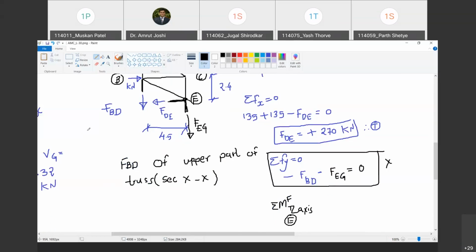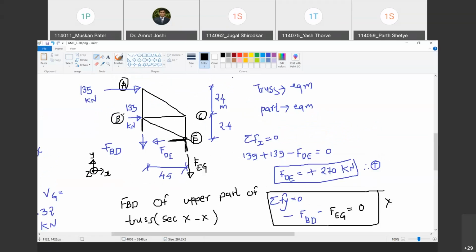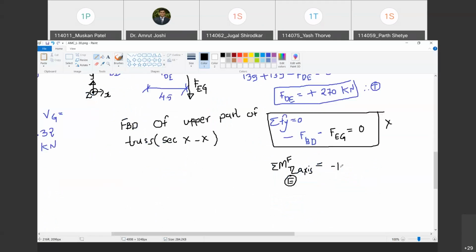Are you with me? Yes, sir. This is the x axis, this is the y axis, and the z axis is coming out of the plane of the board towards you. So summation of moments of all the forces about the z axis passing through E equals, tell me, what will it be? Which forces will cause moment? This 135, is it going to cause moment at E? Yes, sir. How much? Minus 135 into 4.8. Very good, because it is clockwise, therefore minus 135 into 4.8.